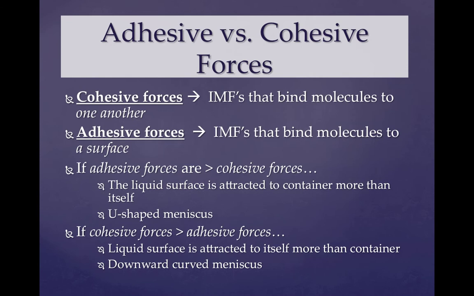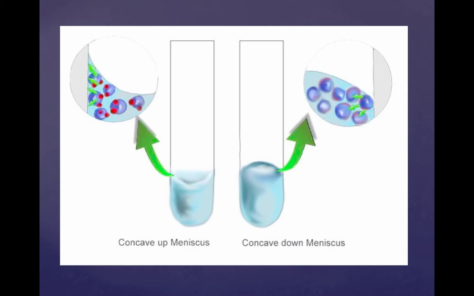Cohesive versus adhesive forces. Cohesive means that the substance is very attracted to itself. Adhesive means it's very attracted to something else. Couple ways you can remember that. Cohesive, kind of like cohabitate, it wants to stay with itself. Adhesive, you can think of like adding two separate things. So if the adhesive forces are higher than the cohesive forces, if it wants to stick to a surface more than itself, you're going to get an upward U-shaped meniscus. If the cohesive are greater than the adhesive, if it likes itself more than something else, the liquid is going to have a downward meniscus.